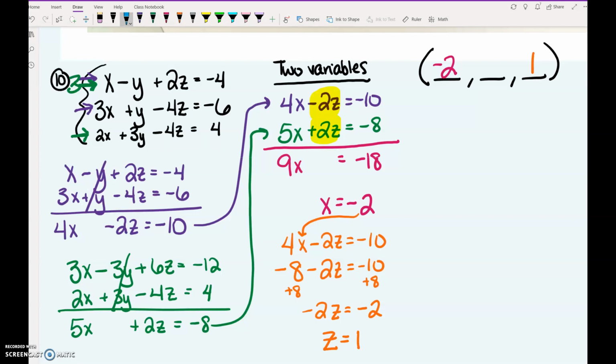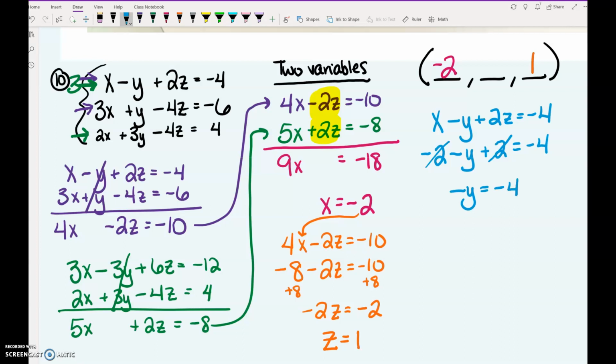Now I need to go back and pick one of my original equations. And sometimes it's very obvious which one you should pick because sometimes one of them is all positives or all super small numbers. This one is pretty even, they all have something that's kind of crappy about them. So I'm just going to pick the top one. And again, I always rewrite the equation so that I really know what I'm plugging things into. X is negative 2, so negative 2 minus y, we don't know why. Z is 1, so 2 times 1 is 2. The negative 2 and the 2 will cancel each other out. We have negative y equals negative 4, which means that y is 4.